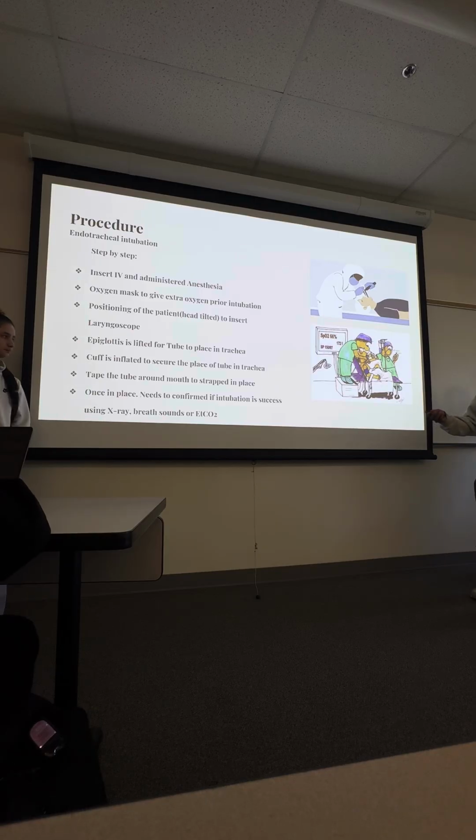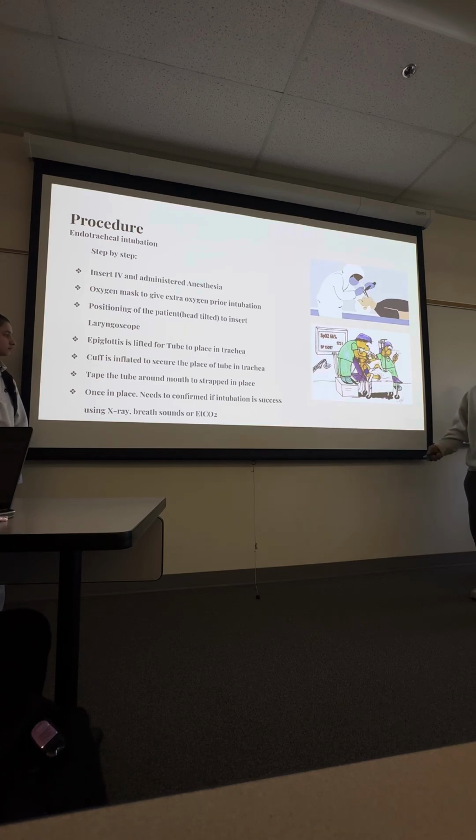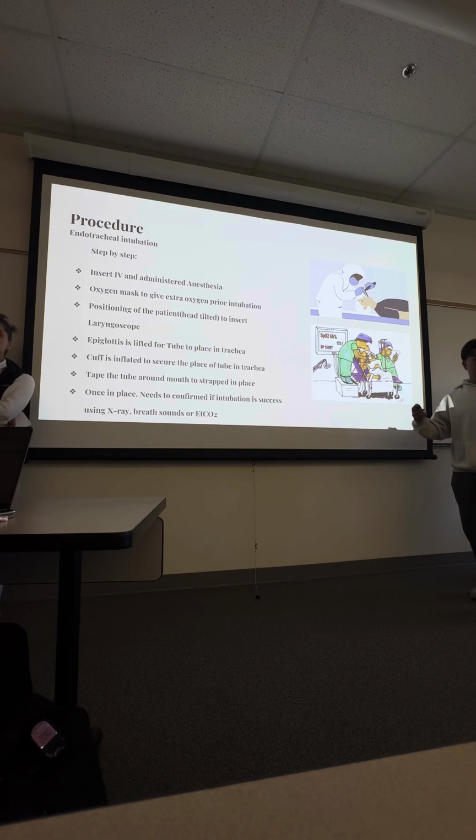And then step 5 is when the endotracheal tube goes into the windpipe so the patient can breathe through it. We blow up a small inflatable cuff on the end to make sure that the tube is in place, so it doesn't move. And then step 6 is we secure the tube by putting tape around the mouth, so that it doesn't move. And then step 7 is we double check that we did it right by either checking the breathing sounds and watching the oxygen numbers, or an x-ray.